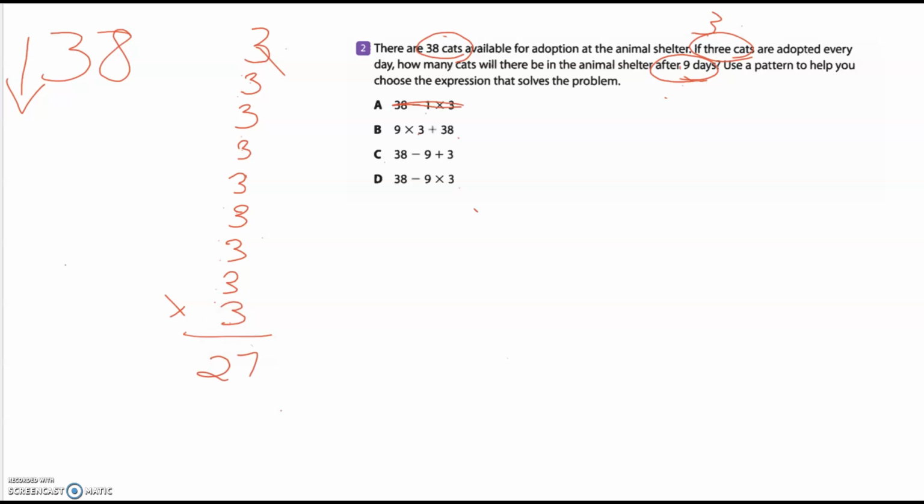Another way of writing that is 3 times 9. All right, I'm looking at my answer choices. This one has 3 times 9. This one says 3 plus 9. That is not going to get me near a large enough number. This one has 3 times 9. I know that's what I need. Now, this one says I'm going to add those 38 cats to my 27. It says I'm going to get a number bigger than 38.